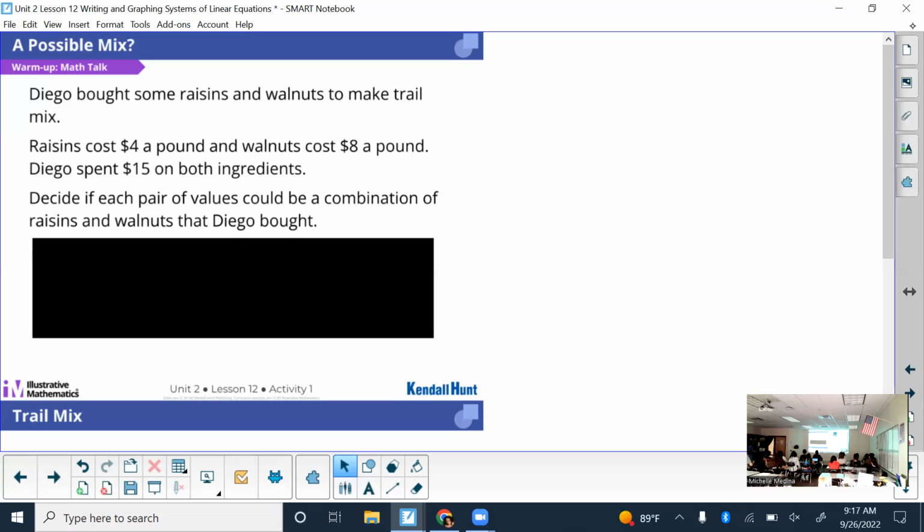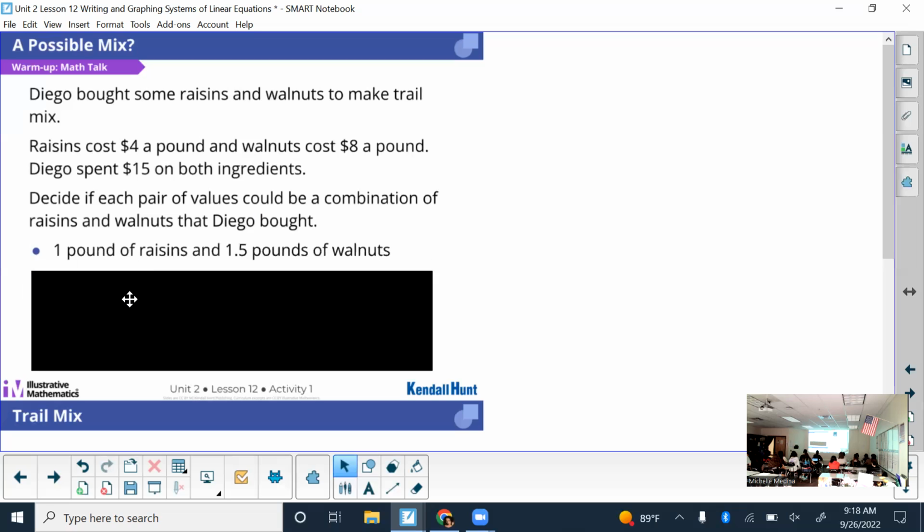But here's the question. Diego bought some raisins and walnuts to make trail mix. Raisins cost $4 a pound and walnuts cost $8 a pound. Diego spent $15 on both ingredients. Decide if each pair of values could be a combination of raisins and walnuts that Diego bought. So I'm going to show you the first one. Don't call out the answer. The answer should basically be a yes or a no. Is that a possible combination that he bought? Or is it not? And be prepared to defend it.